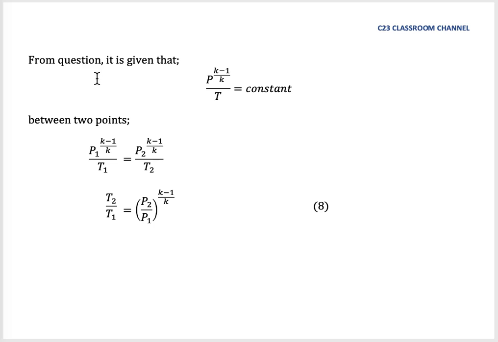From the question, it is given that P to the power of K minus 1 over K, over T, is a constant, and between 2 points we can write it like this. And then we can rearrange this term into T2 over T1 equal P2 over P1 to the power of K minus 1 over K. And we state this equation as equation number 8.